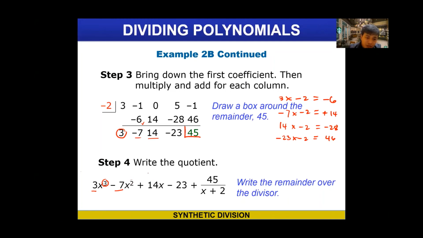And then we have 14. Since this is second power, it should be followed by the linear exponent, or 1. And after the linear exponent, it should be the constant, which is negative 23. Then it is followed by the remainder, which should be written in fraction form. Since the remainder is positive, the sign here is positive. We put the remainder on top, 45, and for the denominator, we just copy the divisor from a while ago, which is x plus 2.